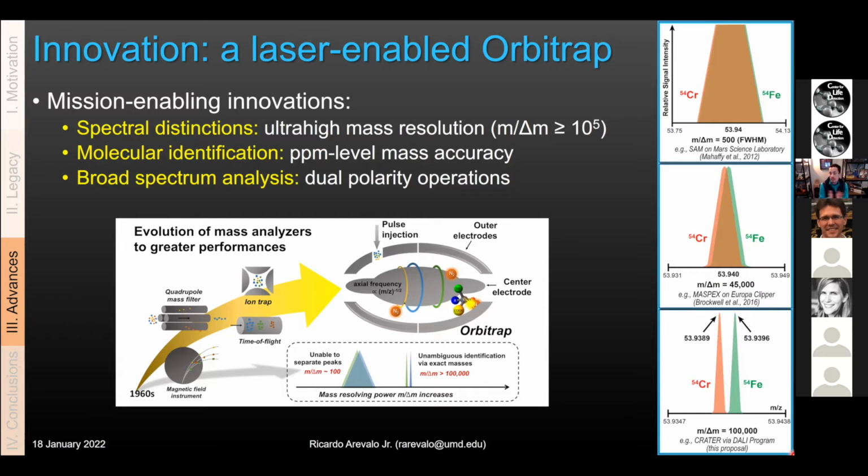And then on top of that, in the commercial realm, it's a dual polarity instrument, which sounds maybe trivial or obvious, but MOMA and SAM, they're not dual polarity instruments. So we really haven't taken advantage of dual polarity operations yet for spaceflight.